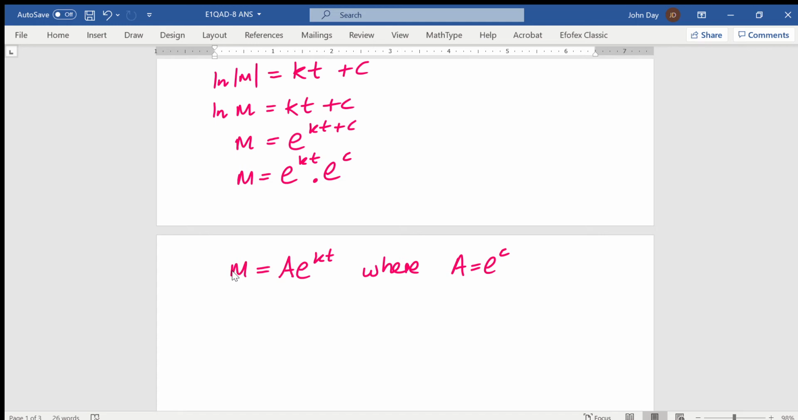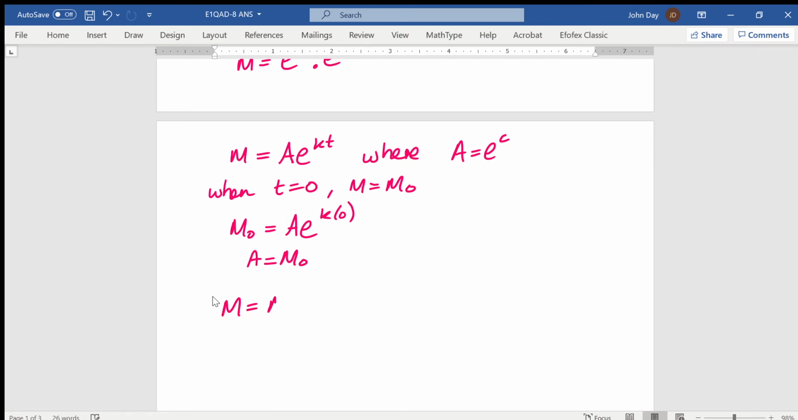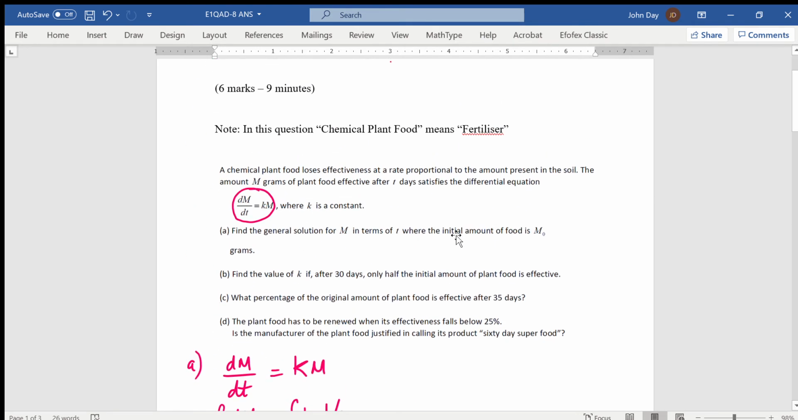Right? So I get down to there, and then they've said M naught is the amount that's present at the start. So when t equals 0, M equals M naught. So M naught equals A e to the k times 0. So e to the 0 is 1. So A is M naught, which means that I can write down that M equals M naught e to the kt. Now you would hopefully have just been able to jump to that, having done a few similar questions. All right, but that's the general solution that they're wanting there.